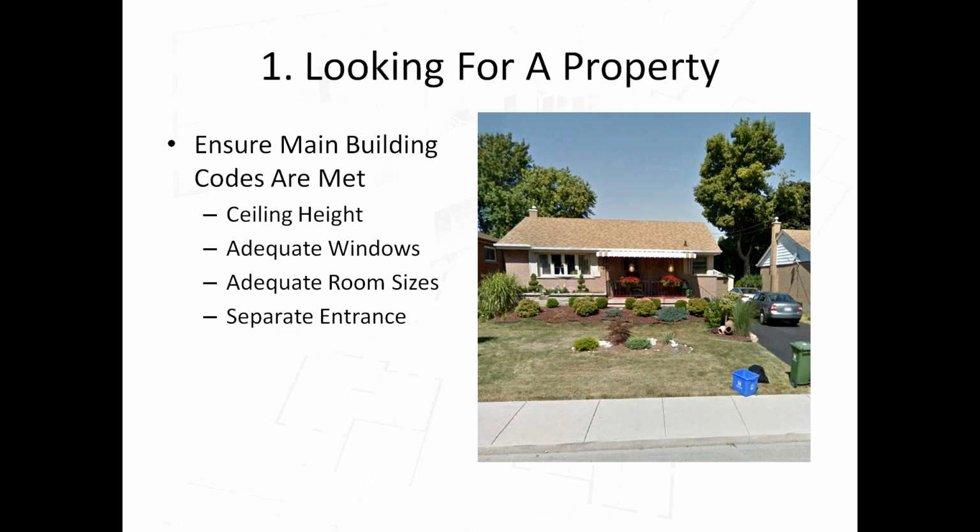Okay, so those are some of the bylaw things that we've talked about. In terms of the other things that you want to look for are building code, and by far the biggest issue really comes down to ceiling height. Other things such as adequate windows for egress and natural lighting, adequate room sizes, having a proper entrance.